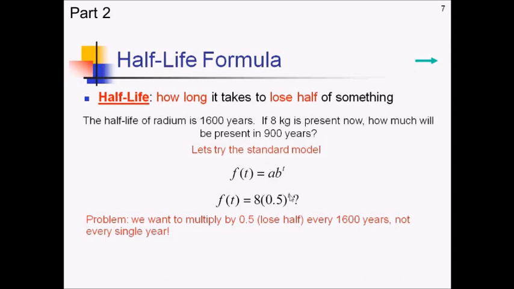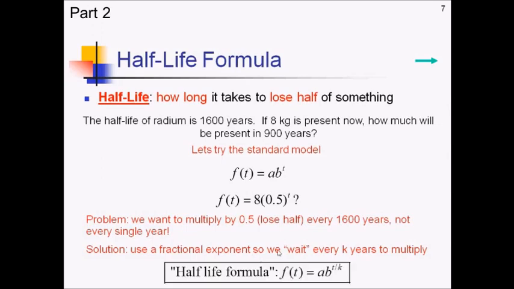So the setup that we have for our exponent isn't quite working here. We need to set up our exponent so that we wait a certain amount of time before multiplying by 1/2. And the way we can do that is using a fractional exponent, like so. So if we have our half-life formula, f of t equals ab to the t over k, what this is going to do, you're going to wait k years before you actually get a whole number for this exponent, which means it's going to wait 8 years before multiplying by 1/2.